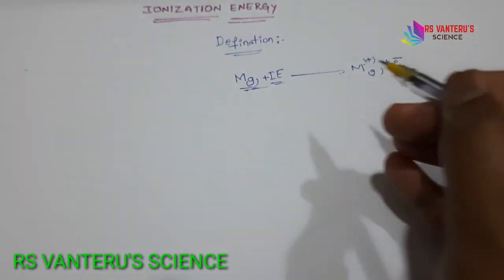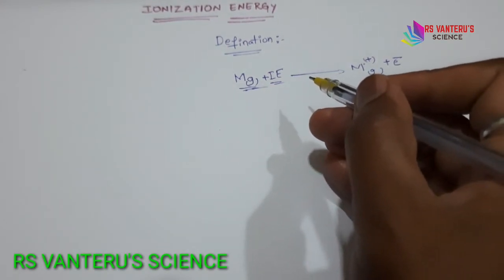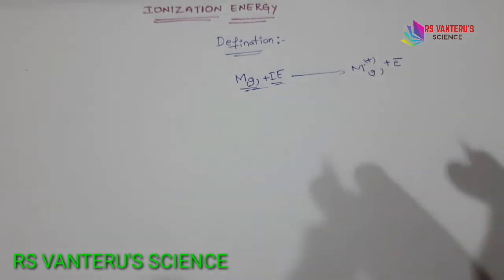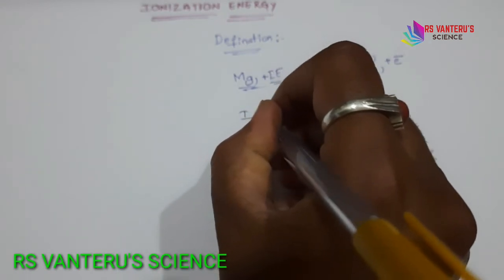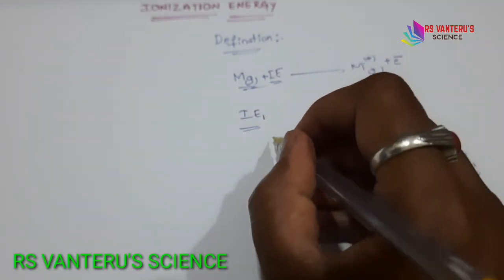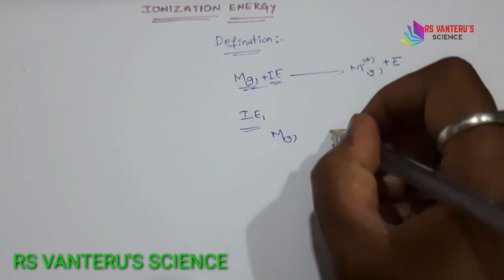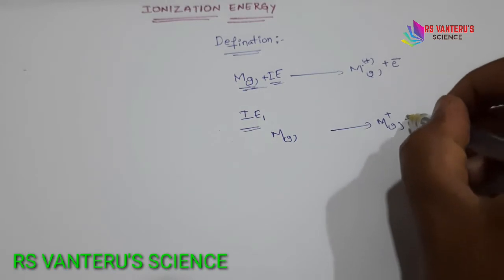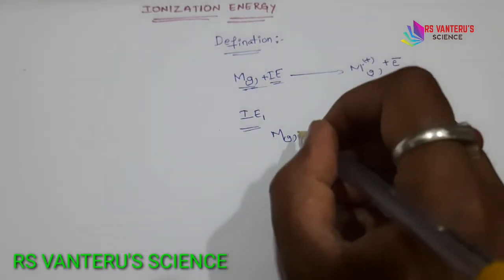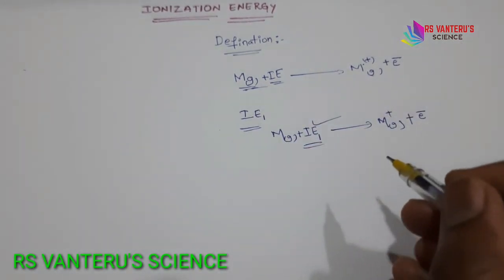What is the first ionization energy? The energy required to remove the first electron from the outermost orbit or shell of a neutral gaseous atom of the element is called first ionization energy. IE1 means first ionization energy.